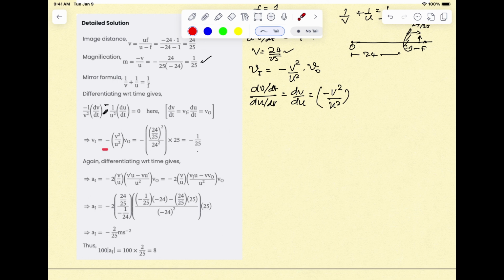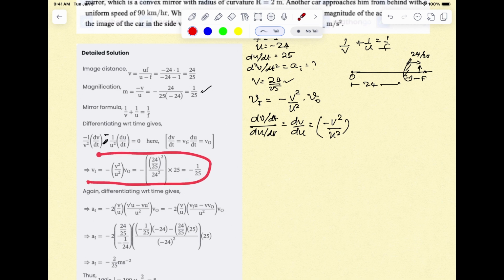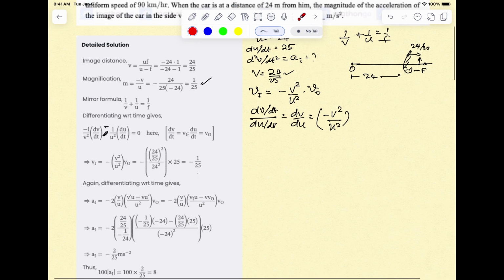Now we have already calculated v as 24 by 25, and u is already given as 24, which is the data given. Minus 24 squared is okay, fine enough. Then multiplied by the velocity of object, which is also given data, 25. We just put it here. Then finally you get the velocity of image as minus 1 by 25. Now, why do we require the velocity of image? It is because of this next step.